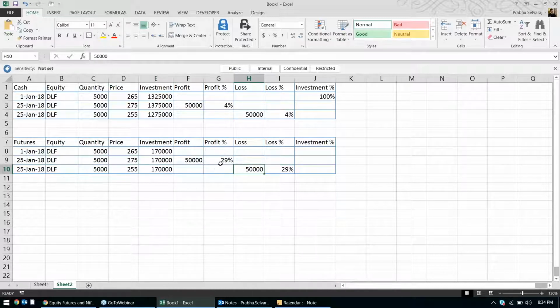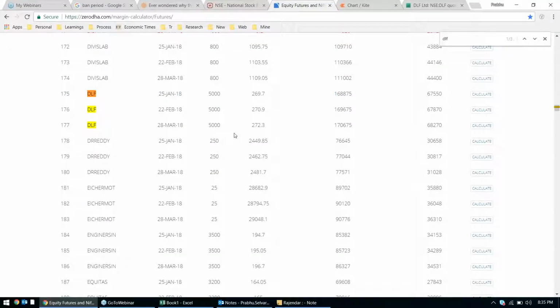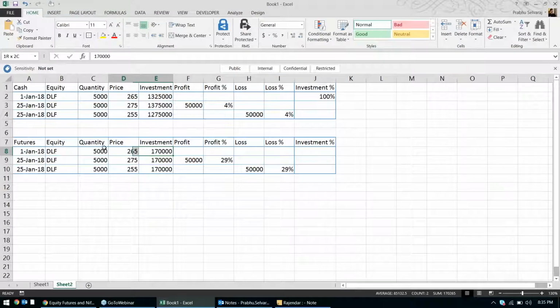So what are the returns on my investment? Yes, you can hold your position of 5,000 shares of DLF with 1,70,000 until the expiry date. Okay, until the expiry date, you can hold it. So my total profit on my investment is 29%. I'm making an investment of 1,70,000 rupees, my ROI is 30%. Then how much money am I investing?